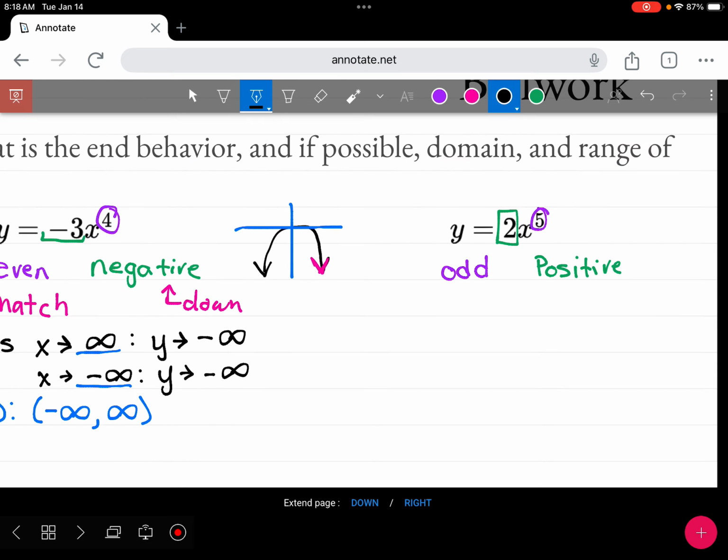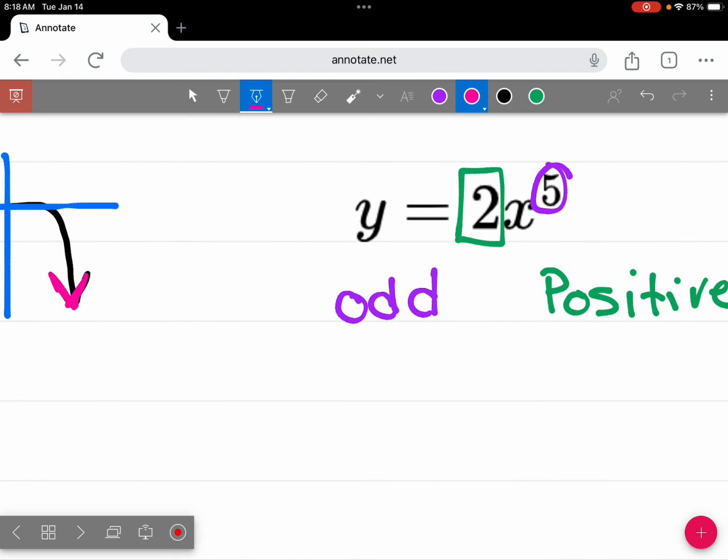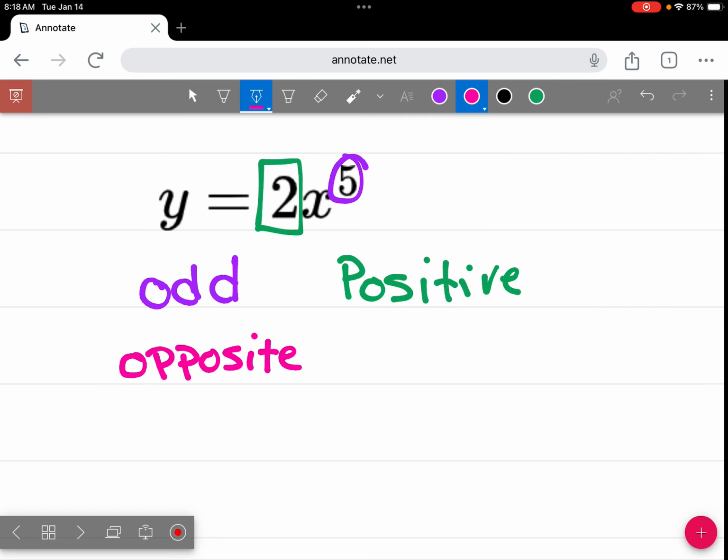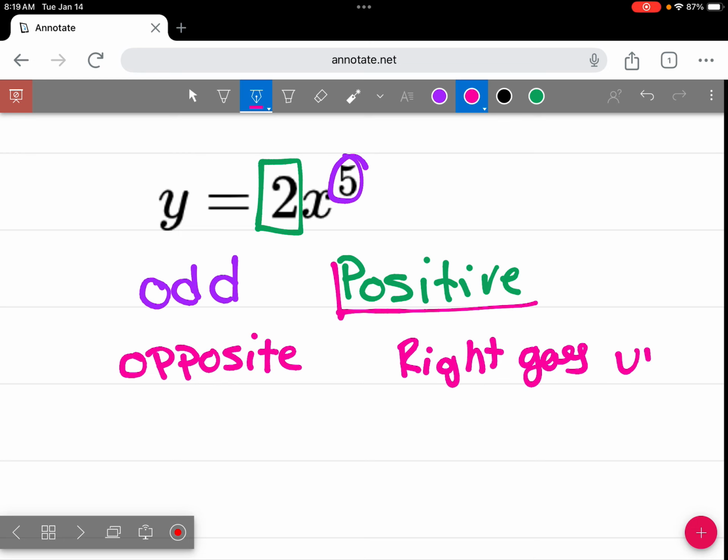Very fitting for me. So, are our arrows going to go in opposite directions, or are they going to match? What do you think? Matching or opposite? Opposite. Odds go in opposite directions. And are we going to have the right arrow pointing up or pointing down? Up. The right is always going to match the sign of our leading coefficient. So our right goes up.